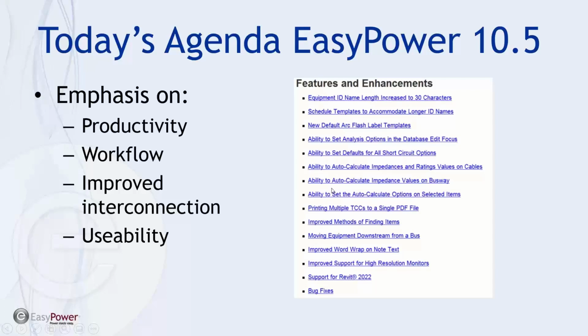So I encourage you to provide feedback through tech support via email. And so we've done a 30 character list. Templates accommodate the longer ID. Default label templates are new and improved. Set options based in for analysis in database edit. Defaults for short circuit options, very nice. Auto-calculate impedances and auto-calculate busways. Set the auto-calculate on existing items.